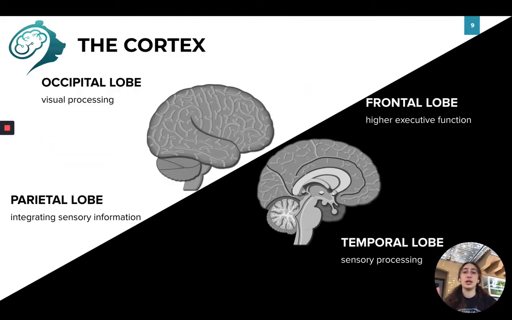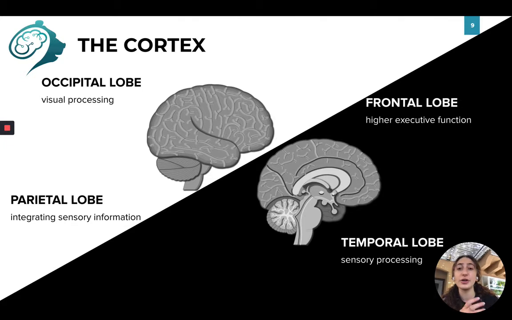Okay, now let's look at the cortex. We have four lobes within the brain. We've got occipital, frontal, parietal, and temporal. Occipital, back here, responsible for visual processing. So when you're looking at this slide, all this information's coming in, all being processed through your occipital lobe. We've got parietal, right here, integrating sensory information. A lot of these brain regions deal with sensory information. We can see that that's clearly a very important part of nervous system function.